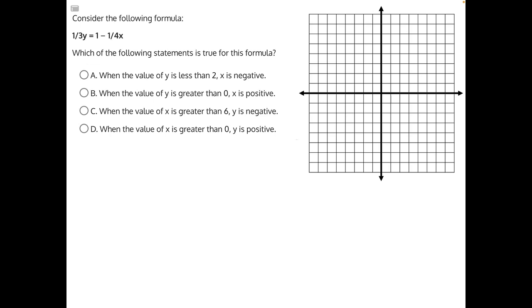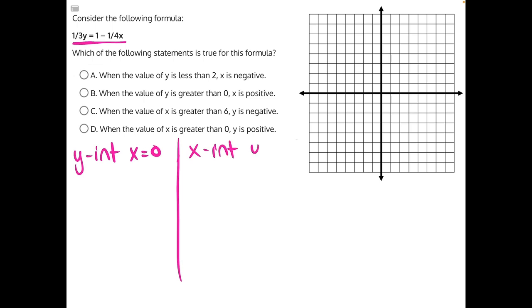Consider the following formula. Which of the following statements is true for this formula? To solve this question, we're going to need to graph our function, and the easiest way to do that is to find our intercepts. Our y-intercept is where x is equal to 0, and our x-intercept is where y is equal to 0. So let's start with our y-intercept.